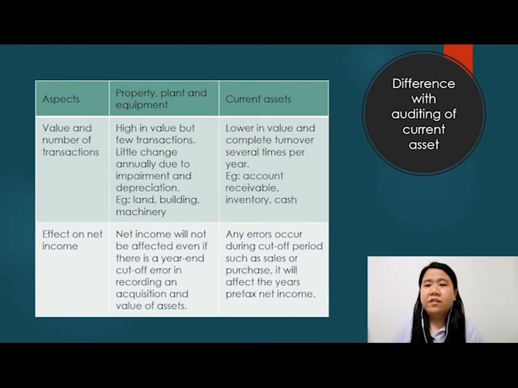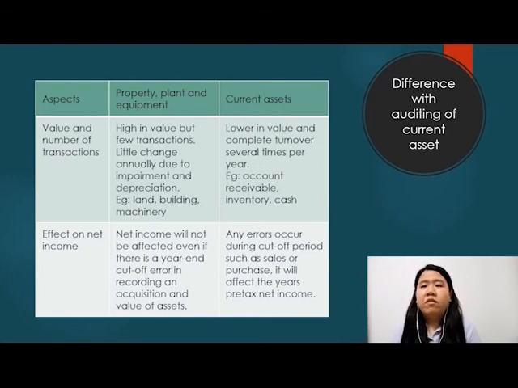Now I will present the differences between non-current assets and current assets during the auditing. I will discuss three aspects. First is the value and number of transactions. Second, the effect on the net income. Lastly will be the audit procedure. So right now we look at the first aspect, value and number of transactions. For PPE, it has a high value but a few transactions in a year. So it has little change annually due to the impairment and depreciation. For example, PPE is land, building, and machinery.